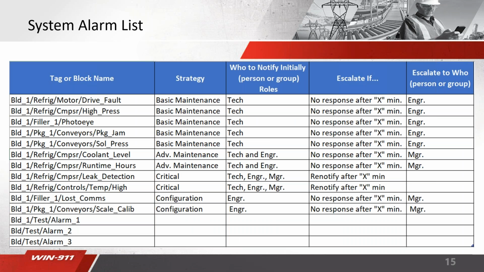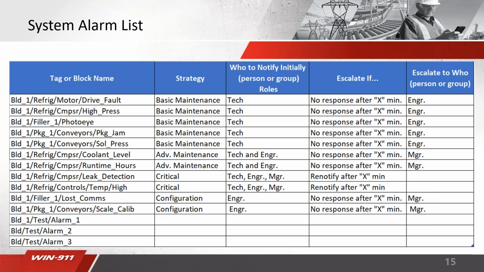All right, here's just a quick snapshot of the system alarm list, right? So on the left side, you have your tags that you're interested in seeing. You've pulled those into WIN-911. That's what we are going to notify on. And you can see each one of those individually is going to be sent to a strategy. If you're not familiar with a strategy or a tactic, we'll talk about that in just a minute here. But each alarm has its own strategy setting.